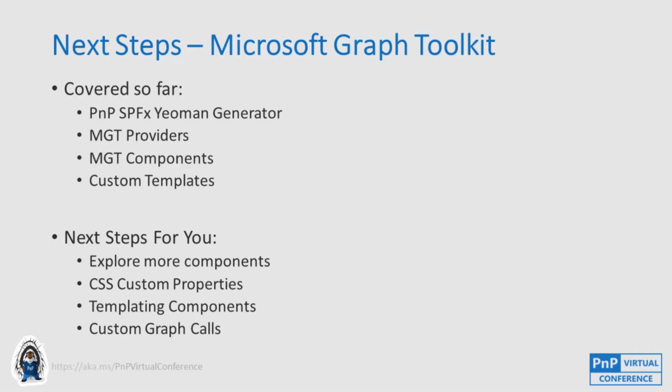In this session, we've covered a lot of ground in the short time we've had together. So far, we've learned about the PnP SPFx Yeoman generator, MGT providers and components, and custom templates. But even with all of that, there's still so much more to cover for the Microsoft Graph Toolkit. Some next step areas we recommend you look into are exploring more of the available components, CSS custom properties, templating components, and custom graph calls.